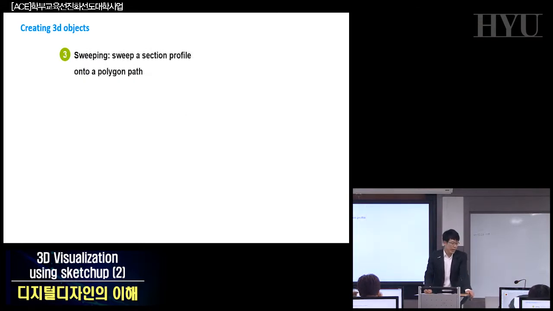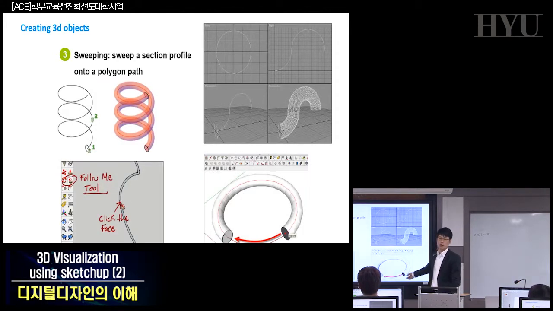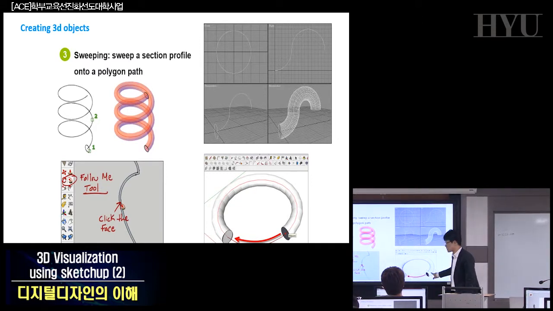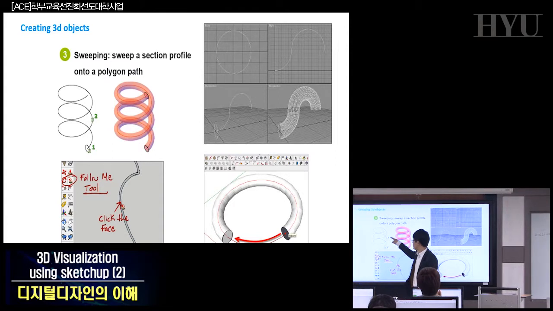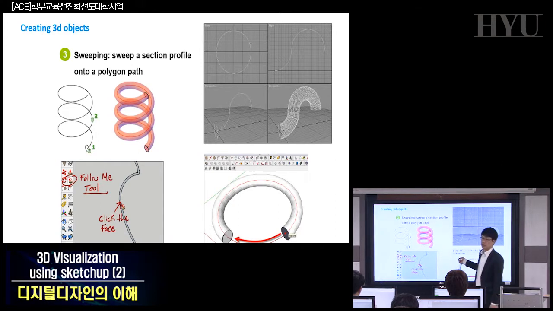The third one is actually the most important one, sweeping. Sweep a section profile onto a polygon path. Actually, we did this one just now. We drew a path, and we drew a section profile using two circles, but the smaller one is going to be followed by moving around this other circle guideline. This guideline is the path, okay? Number 1 is the section profile, number 2 is the path, so that you can create anything.